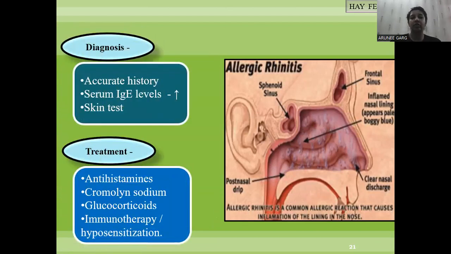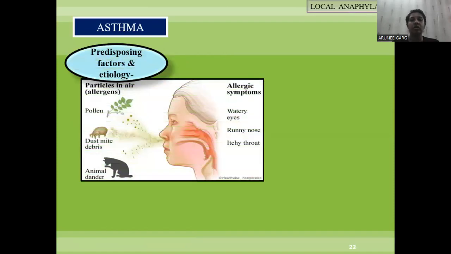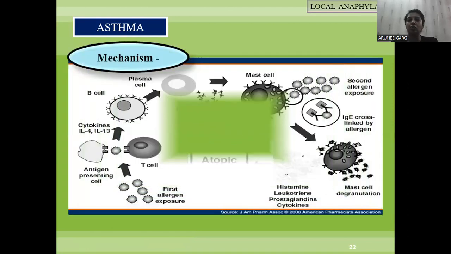The diagnosis is accurate history. The serum IgE levels will be found to be increased, and a skin test or a patch test. Treatment: antihistamines, cromolyn sodium, glucocorticoids, immunotherapy, or hyposensitization can be done. Asthma is another form of local anaphylaxis reaction. The predisposing factors are again pollen, dust mites, or animal dander. The symptoms are the same as in allergic rhinitis: watery eyes, runny nose, itchy throat.